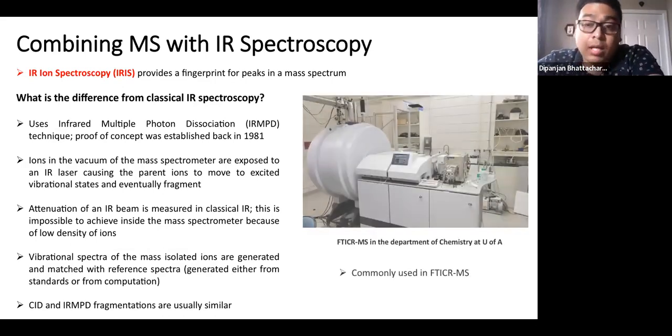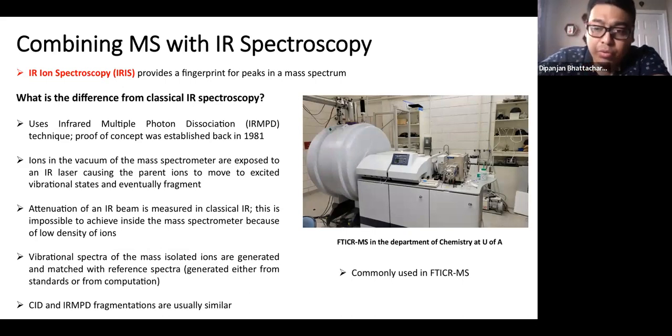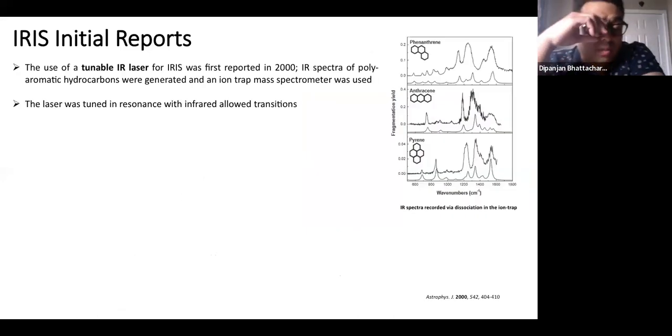This method is mainly used for ion trap mass spec machines, or the Fourier transform ion cyclotron resonance machine. This is a picture of the FTICR in our chemistry department at UF. They used to use this technique with IR lasers a few years back. They don't do it anymore. But those are the two main machines where you can use this.